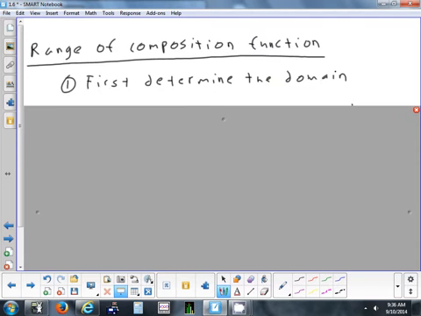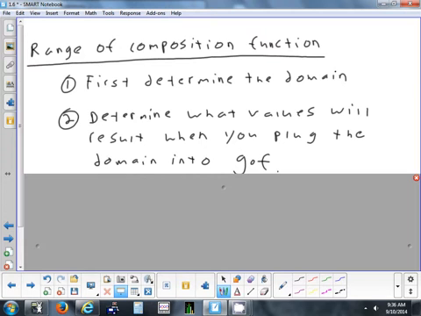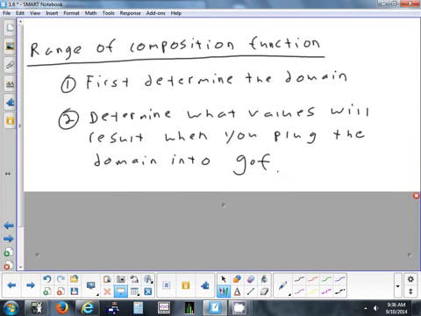All right, so once we know the domain of a composition, the range isn't that much harder. To find the range, the first step is to find the domain. And then step 2, you just have to reason through and use a graphing calculator to help you visualize it. That's very helpful with the range, to determine what values are going to result if you fill in the domain for x. So plugging your domain in, what kind of output values are you going to get for y?